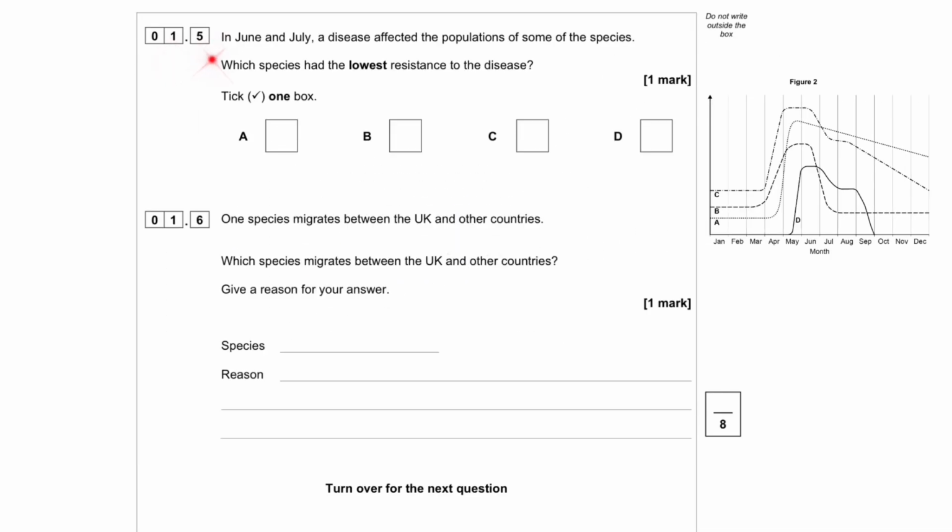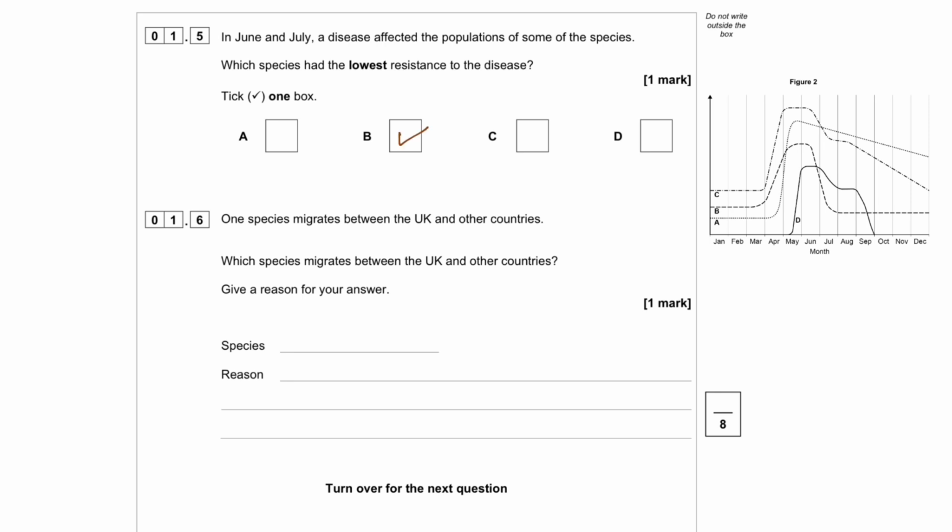Question 1.5. In June and July, a disease affected the populations of some of these species. Which species had the lowest resistance to the disease? Tick one box. So the lowest resistance to the disease will be B, because of the sharp decline there. So it will be B.